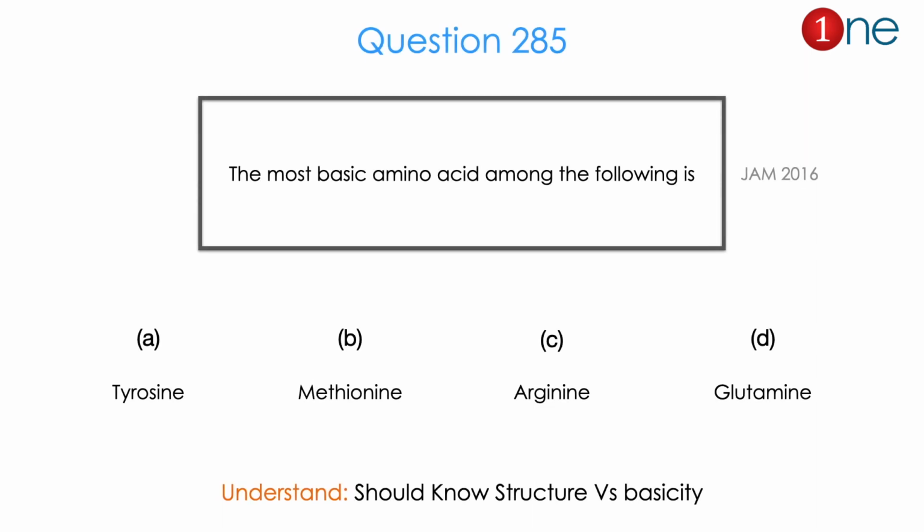Then let us look at the next question. They are asking for the most basic amino acid among the following. They have given 4 different amino acids: tyrosine, methionine, arginine and glutamine. Basically the question is on knowing the structure. So you have to know the structure and guess the basicity and how the basicity arises. So from the question of basicity and 4 different amino acids, you might realize the question is really about whether you know the structure or not and how you establish its basicity. The answer is C. Let us see how.